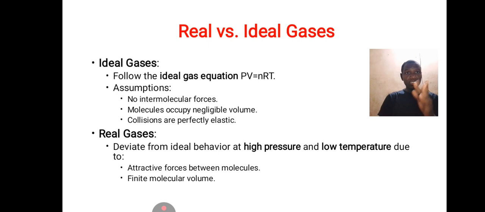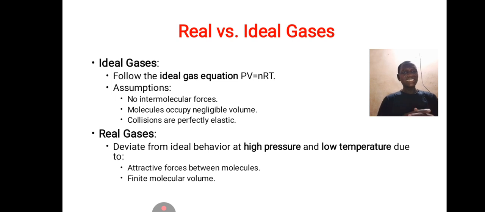This equation is a little bit advanced. Please, you don't need it for now, I think so. But in case you see it, no problem. I just want you to know that this is what is followed. But you may be asked the difference between ideal gas and real gas, and I think I've seen a question like that.